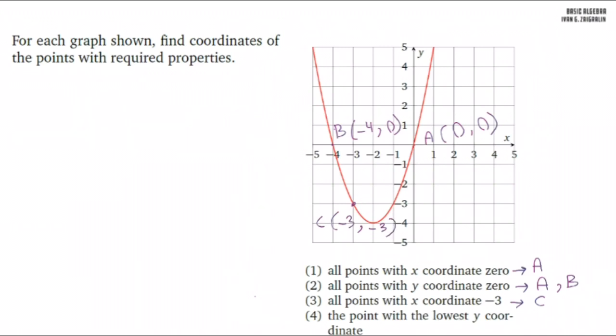For the point with the lowest y coordinate, this point is D. And on this graph, D is here, which is the point with the lowest y coordinate. D, x coordinate -2 and y coordinate -4.